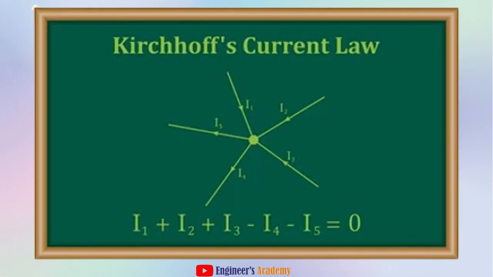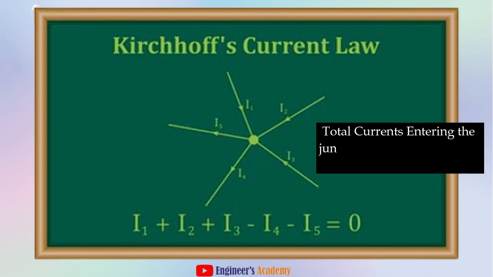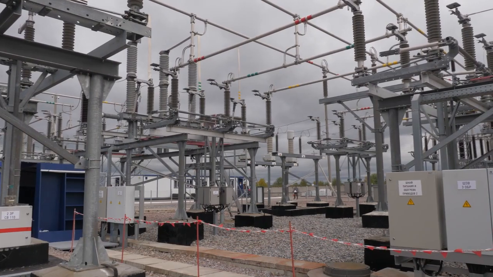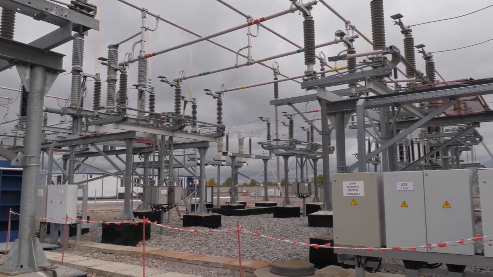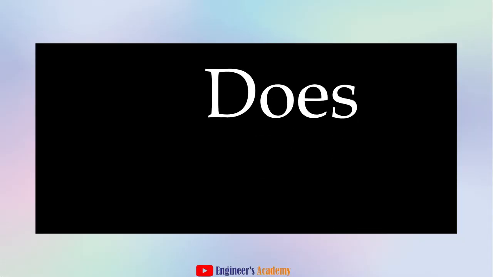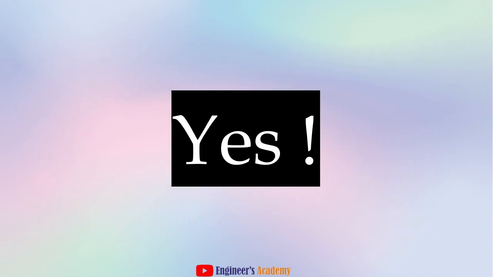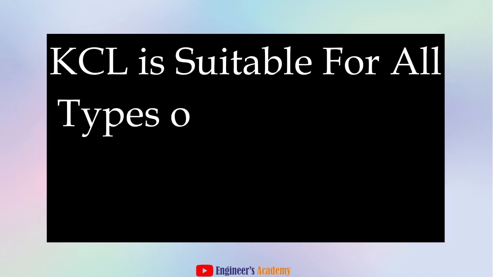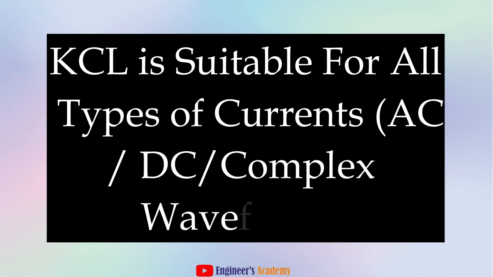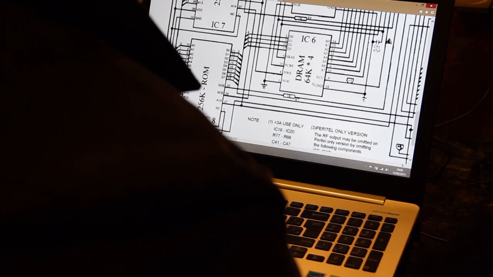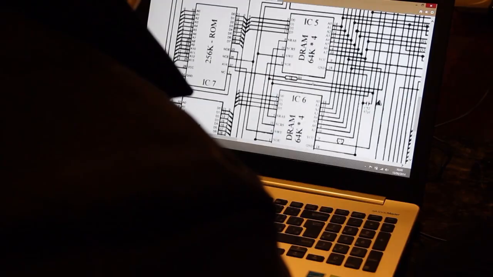The law still holds. The total current entering the junction through all the conductors must equal the total current leaving the junction. Now, what if the currents are alternating instead of direct? Does the law still apply? Absolutely. Kirchhoff's current law holds true for all types of currents, be it direct current, alternating current, or even complex waveforms.